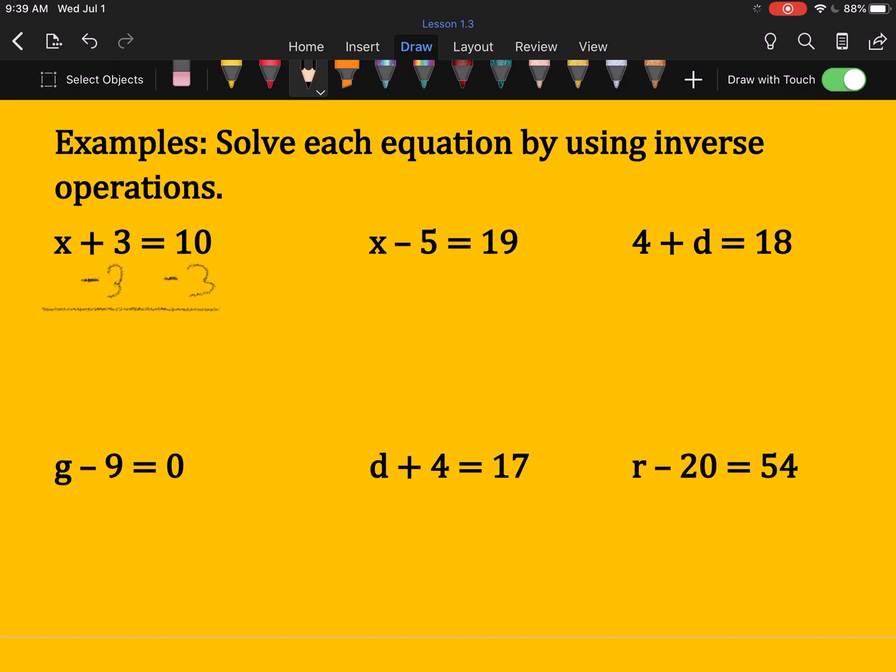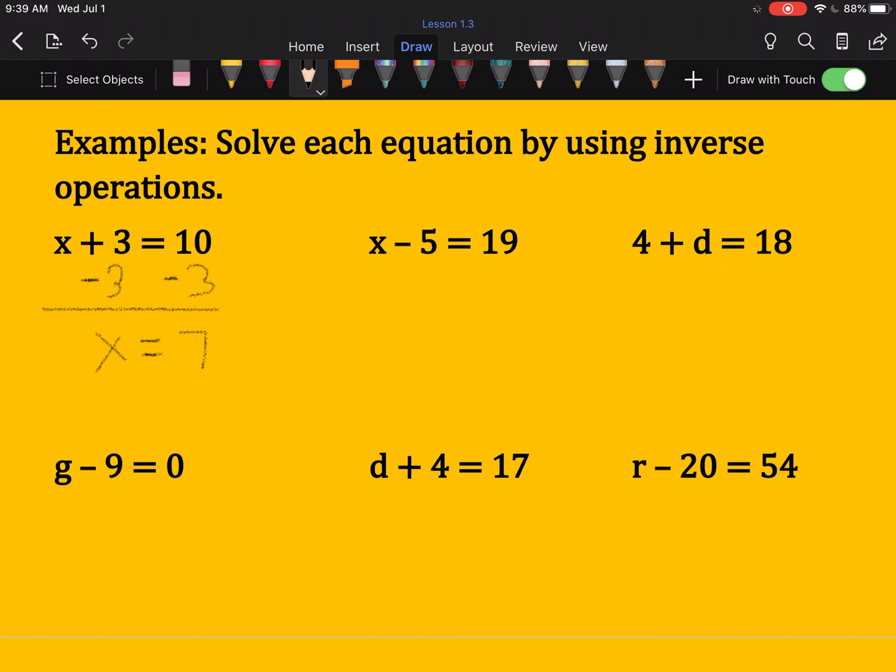When we subtract 3 from the left side, 3 minus 3 is nothing, leaving the x alone, which is what it really wants. 10 minus 3 is 7. So x is 7. And does that make sense? Yeah, 7 plus 3 is 10.